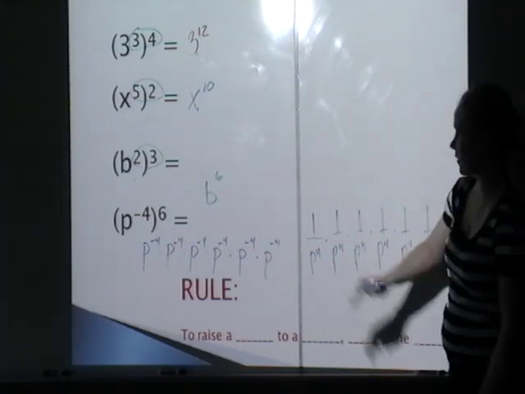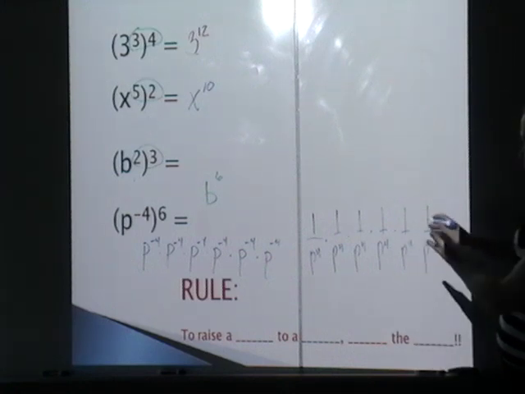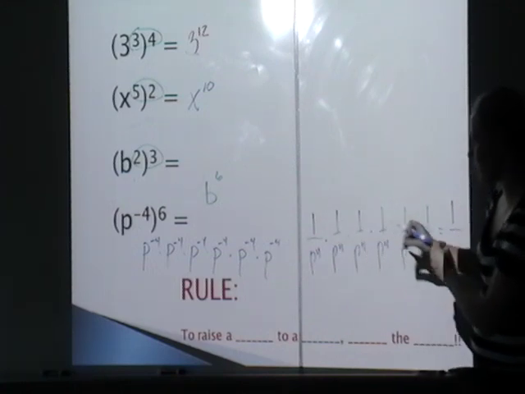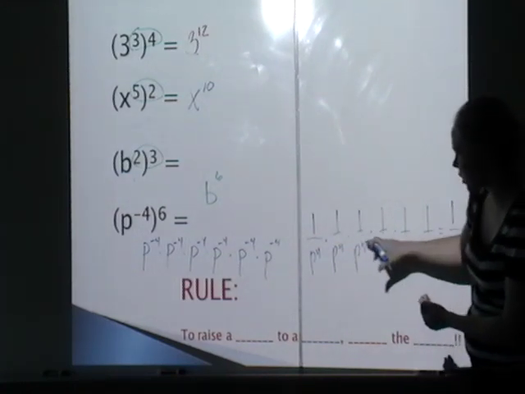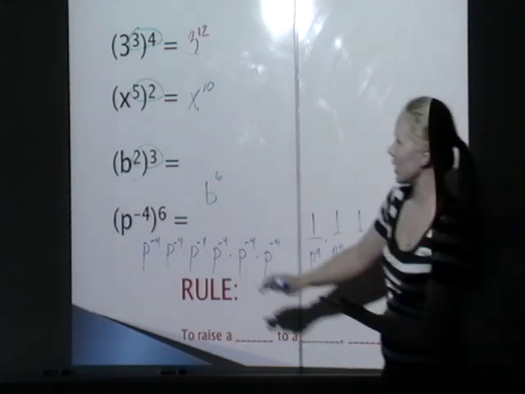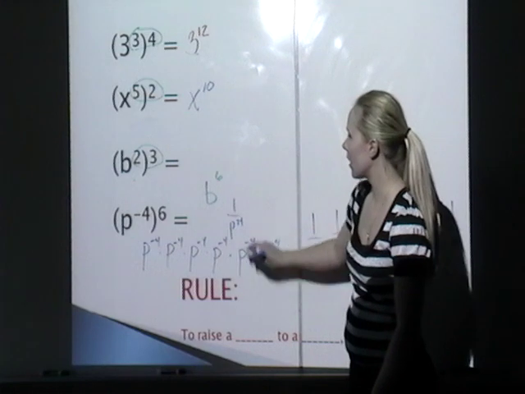One, 2, 3, 4, 5, 6. Okay, great. So now here's what I've got. Now take a look, and it looks like I'm going to have 1 in the numerator, and I've got p to the 4th times p to the 4th times p to the 4th. If I have the same base, I can just add the exponents, and that's p to the 24th. So when I do this, I've got 1 over p to the positive 24th power.